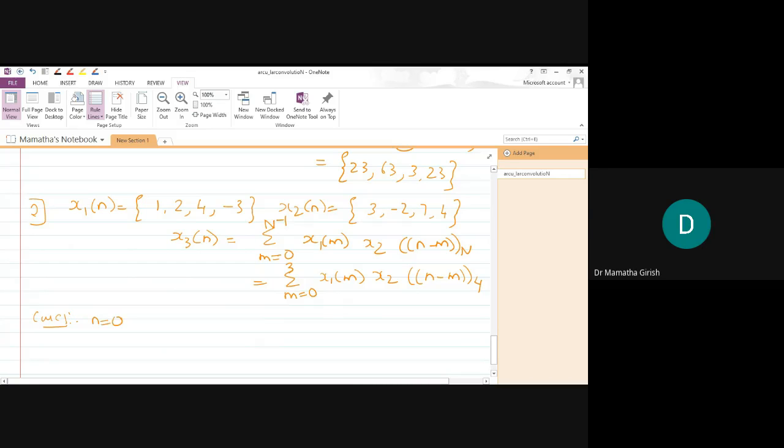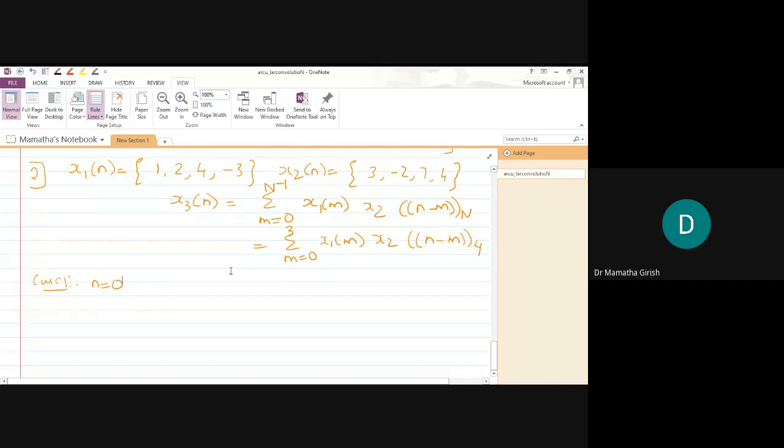when n is 0, what is the first method? The first circle is x1 of n. Write them in the anti-clockwise direction: 1, 2, 4, and minus 3. First circle as it is in the anti-clockwise direction. According to us, anti-clockwise is the positive direction. Is it clear? What must I do for the second circle? The second circle has to be written in the clockwise order.